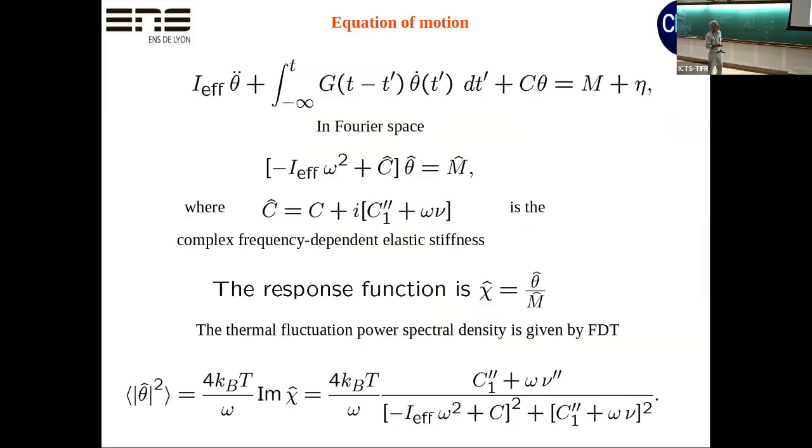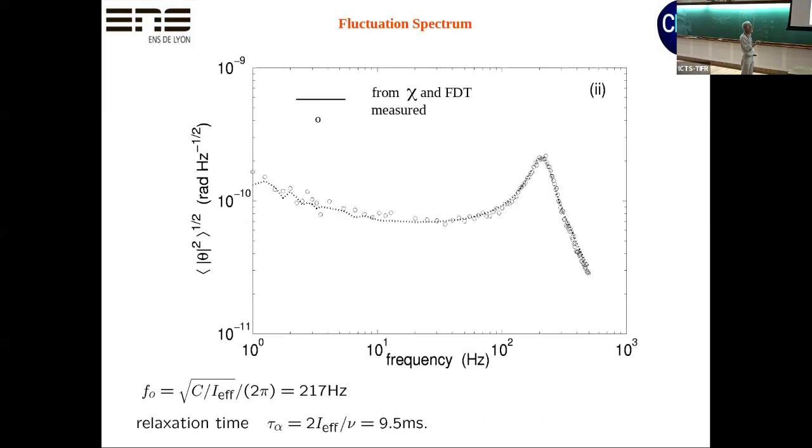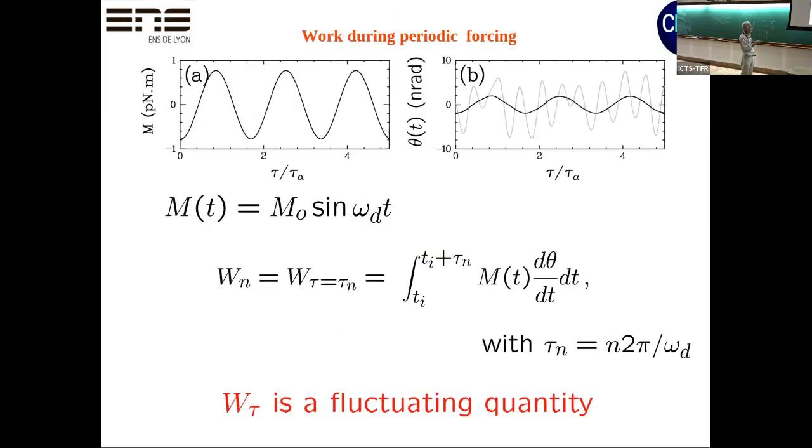These are the details; I'll skip this. This is the same slide as before, where I put the full equations. This is again the spectrum. What is interesting now is that I put an oscillating torque, so I let my torsion pendulum move like this, to oscillate.